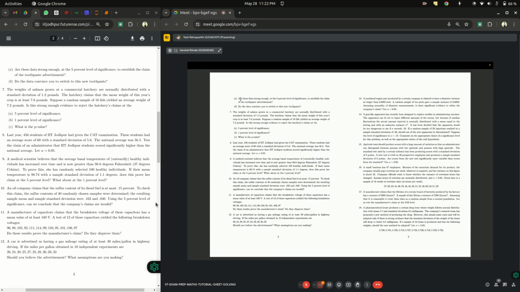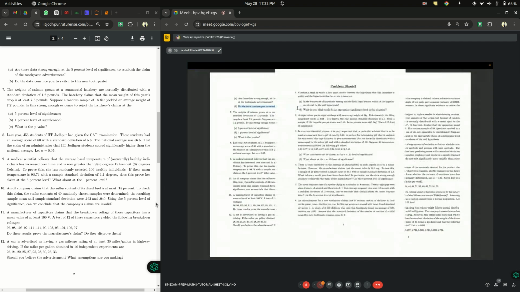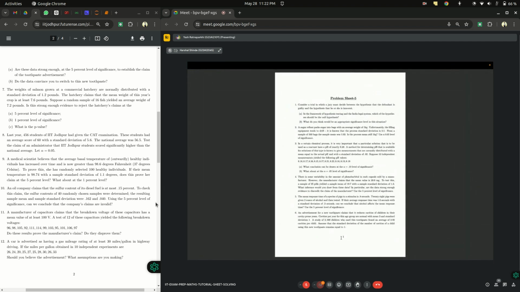So it is asking that at this data point at 5% level, can we establish the claim? So is our claim right or wrong? Yes, we can establish our claim because our claim is correct that this company is doing fraud, right? Second question is, do the data convince you to switch to the new toothpaste? Yes, switch to the new, because the cavity is decreasing, right? That's why we are getting our claim as correct.